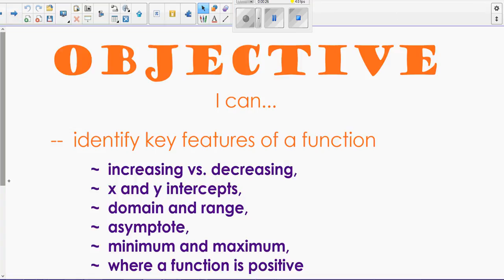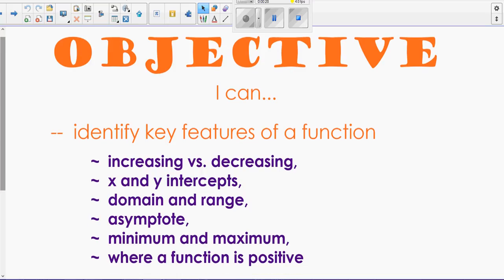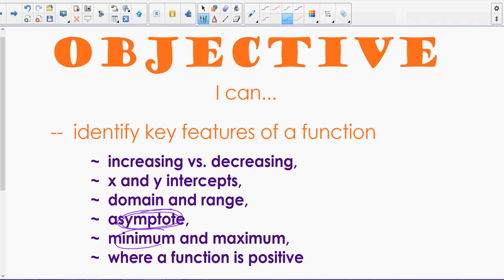your homework. So, last unit we spent a lot of time talking about key features. We're going to build onto that, and we're going to talk about a few new features between today and tomorrow, and then on Friday we're going to talk about a few more key features. So we've already done increasing versus decreasing, x and y intercepts, domain and range. We've talked about asymptote, but we haven't written it, so we're going to write an asymptote. We're going to talk about minimums and maximums, and then we're going to talk about where a function is positive.